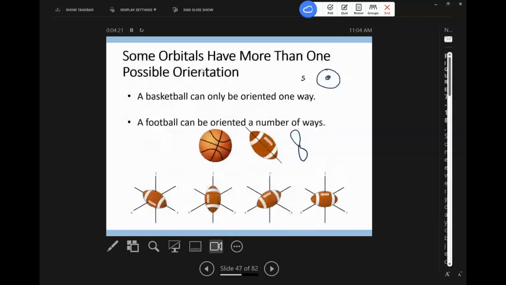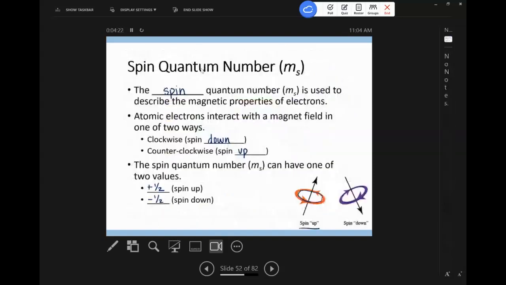And then spin, ms, that fourth number just tells us if the electron in an orbital is spin up or spin down. In any individual orbital, that orbital can only hold 2 electrons, and those 2 electrons cannot have the same set of quantum numbers, so all 4 quantum numbers. So if you have 2 electrons occupying the same orbital, they will have the same n, the same l, the same ml, but the ms value will be different. One will be plus 1/2, one will be minus 1/2.